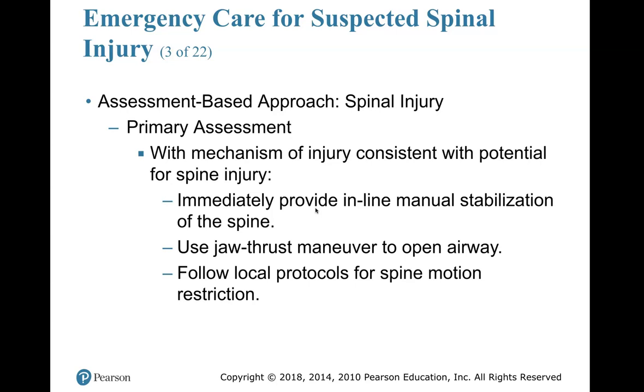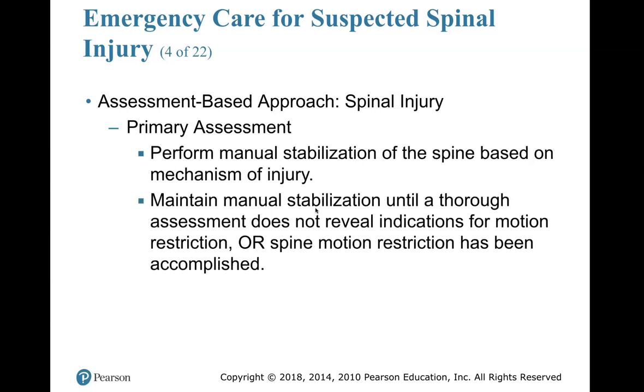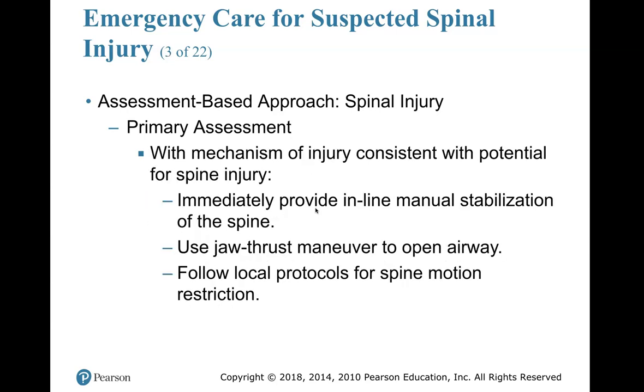So during your primary assessment, immediately provide inline manual stabilization of the spine. If you suspect spinal injury, use the jaw thrust maneuver to open the airway and follow local protocols for spine motion restriction. Listen, I know that jaw thrust thing might sound weird and you'll say, I'm going to forget to do that and I'm going to do a head tilt chin lift. But man, you've got to pay attention to that because you've got somebody that's been involved in a trauma. They're unconscious, can't talk to you, not responding. You need to do a jaw thrust no matter what because you just don't know if that spine's been injured.